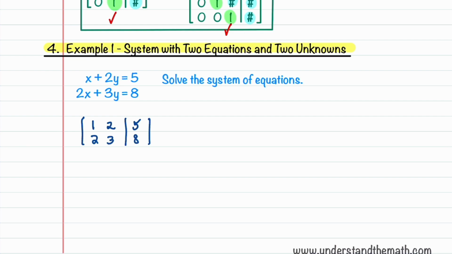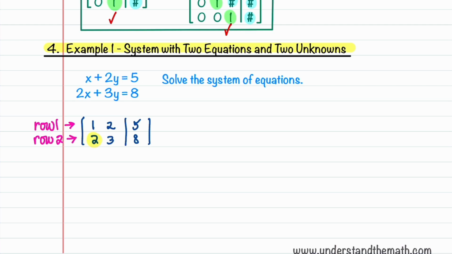Now what we're going to do is use elementary row operations to put this into a matrix in echelon form. Before we begin, I'm going to label our rows. Our top row is called row 1, and then our second row is called row 2. We want to get a 0 in this entry right here.